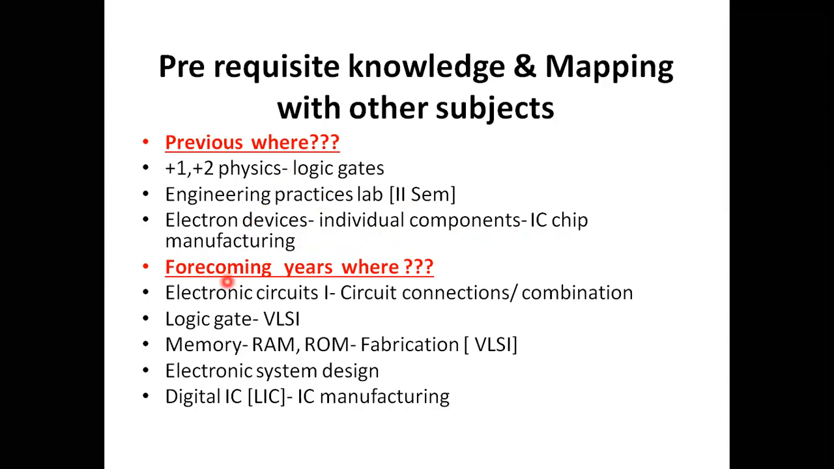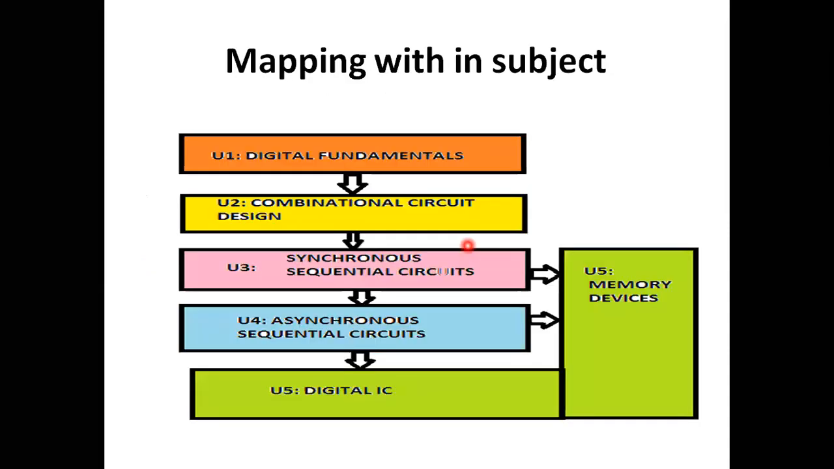After this course of digital electronics, in the forthcoming years we will learn electronic circuits 1, which covers circuit connections and combinations. In VLSI we will define the logic gate functions and how very large circuits can be obtained using the basic knowledge of digital electronics. And memory, random access memory, ROM, fabrication of VLSI. In electronic system design we will learn advanced topics from digital electronics. And in digital IC, let's say LIC, we'll see how you can have IC manufacturing. So this is how we can map with the other subjects.